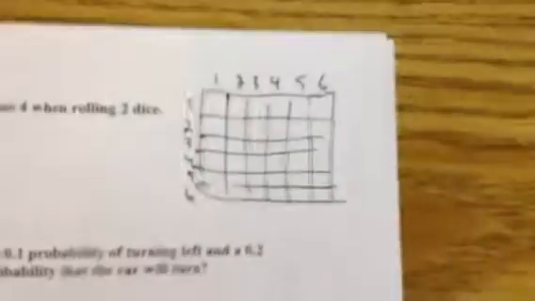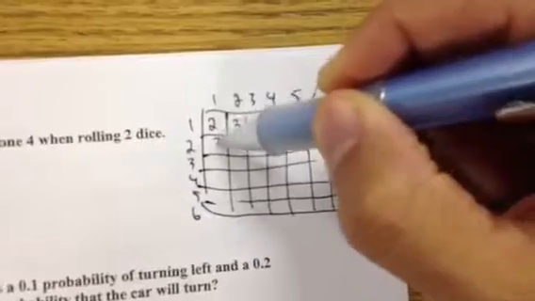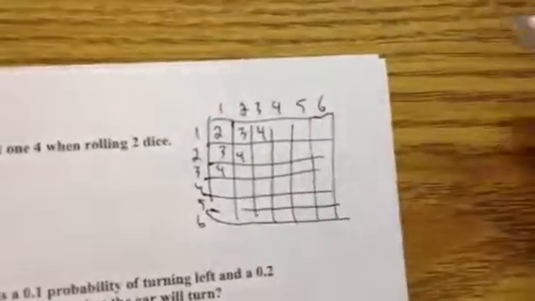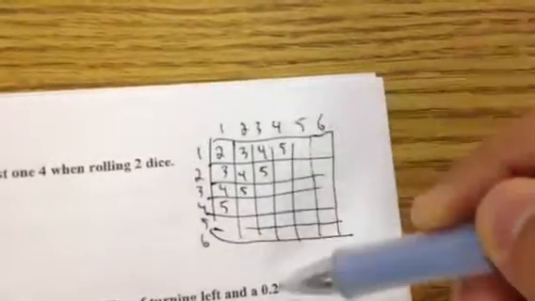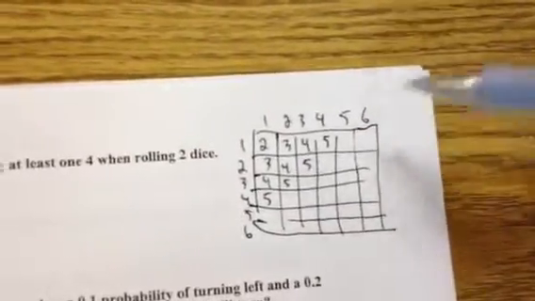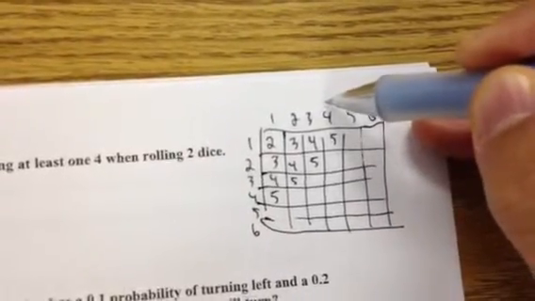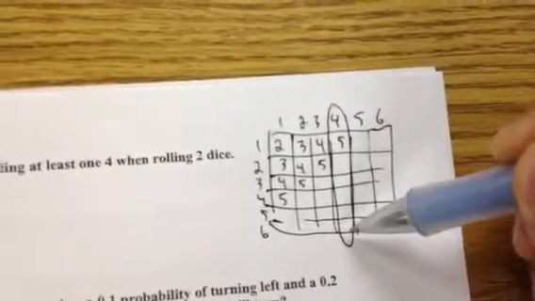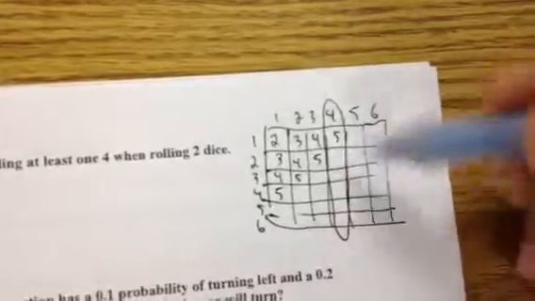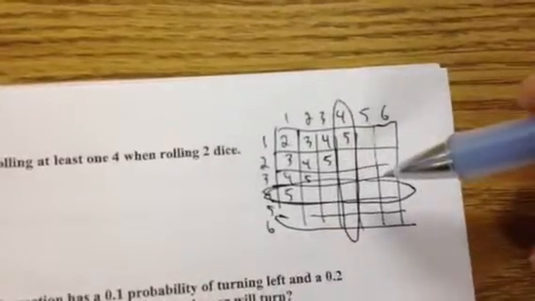If these are the 36 different possibilities, the 1 and the 1 makes a 2, the 1 and the 2 makes a 3. Hopefully you remember that. In this case, we don't care about what the sums are. We just care about the numbers showing up on the 2 dice. So this is one of them and this is the other one. Of the 36 outcomes, 6 of them have a 4 showing up on one die, and 6 have a 4 showing up on the other.